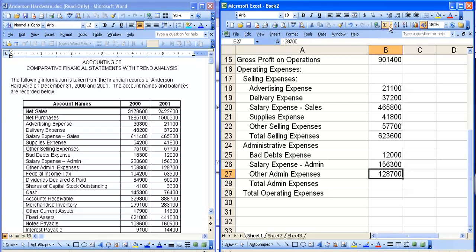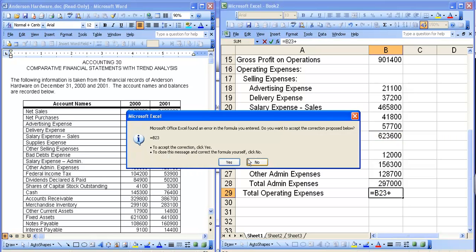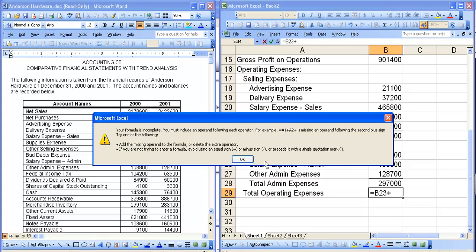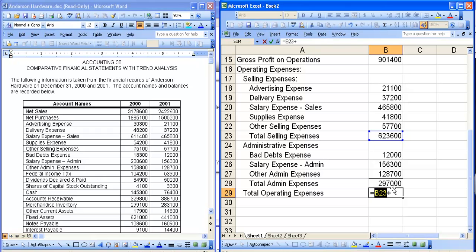Then once again we get to our total, we need to add it up. We're just adding the admin expenses. Where it says total operating expenses, that's where we're going to add our total selling plus our total admin. Oh dear. Doesn't like that very much. There we go.